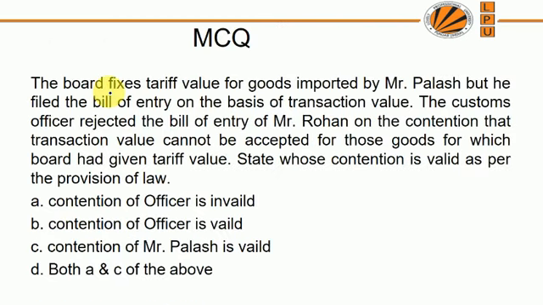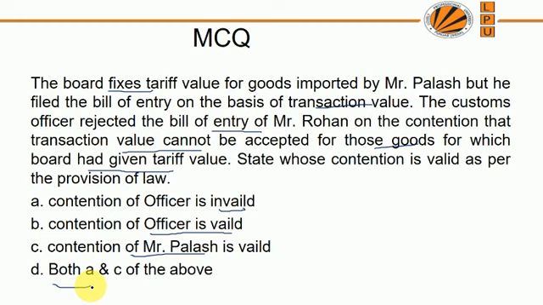Let's now discuss some of the important MCQs. First MCQ: the Board fixes tariff value for goods imported by Mr. Palash, but he filed the bill of entry on the basis of transaction value. The customs officer rejected the bill of entry of Mr. Palash on the contention that the transaction value cannot be accepted for those goods for which the Board has given tariff value. Now you have to find out of the 4 options whether the contention of the officer is invalid, whether the contention of the officer is valid, whether the contention of Mr. Palash is valid, or the last option, both A and C.